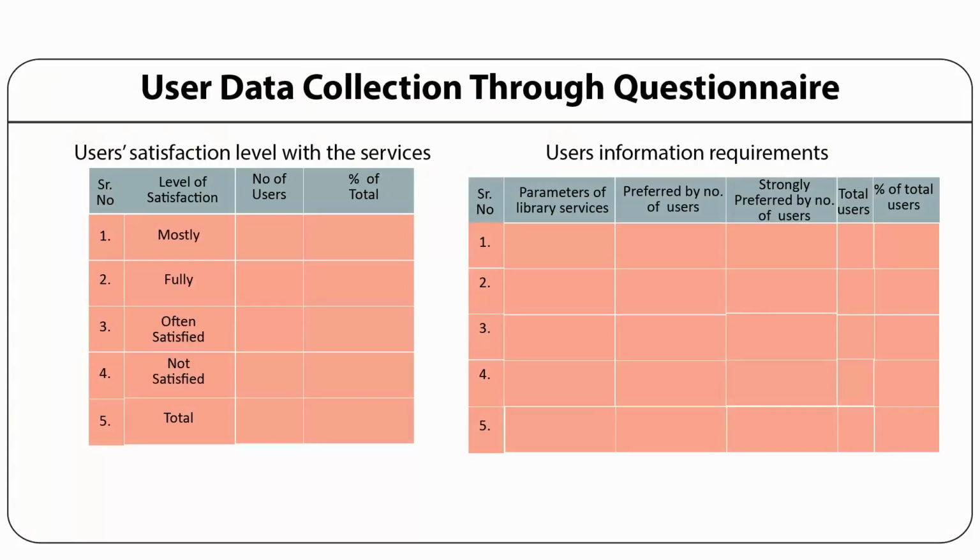Here are some more data formats. Through a questionnaire we have collected such data as user satisfaction level. Users could be satisfied completely, or maybe mostly, or maybe not satisfied at all. So if users say they are mostly satisfied with the services, that means your library is performing well. If most of your users say they are not satisfied, or only occasionally satisfied, the conclusion is that your users are grossly not satisfied with your library services, so you need to do something extra.